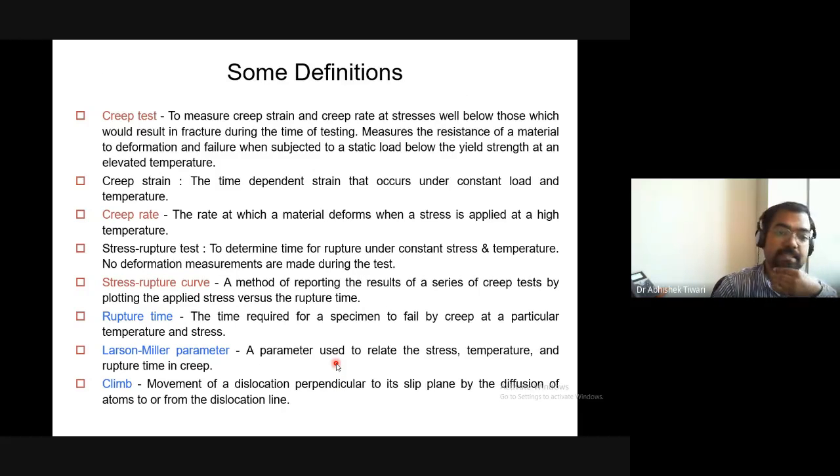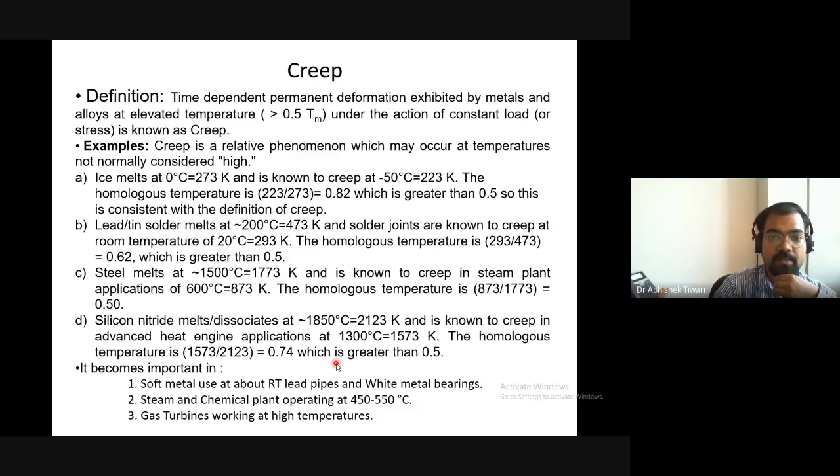So these are some of the things which we will be discussing. Of course, we have discussed creep rate very basically, in a schematic, but we will be looking at the creep test in more detail. So here there is some important information.